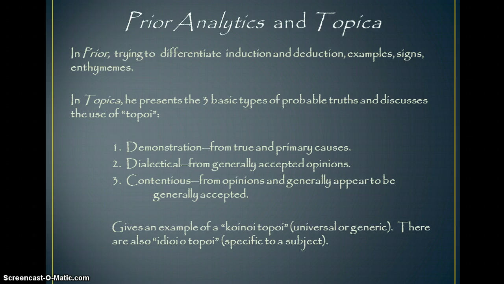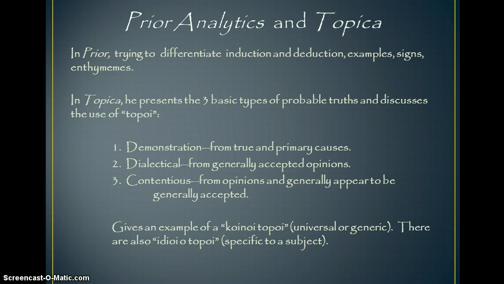Now, the third type of probable truth is even more, I won't say sketchy, but even more difficult to ascertain, and that is contentious probable truths. Those are from opinions and generally appear to be generally accepted. I hate the double there, generally appear to be generally accepted. They are from opinions that people have, and they generally appear to be generally accepted.